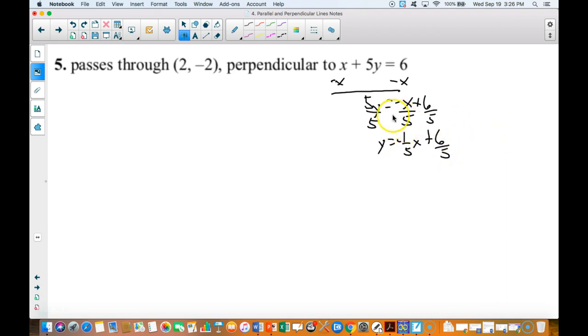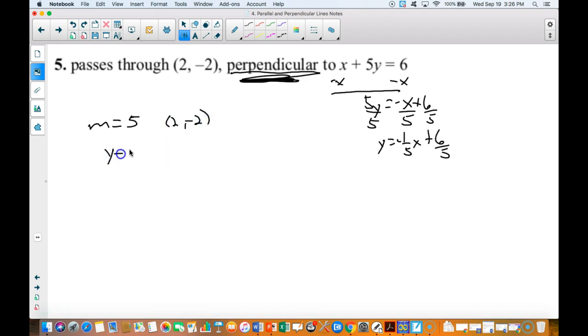So now, just looking at this equation, I can see my old slope is negative 1 over 5. But this tells me I want perpendicular. Perpendicular means I'm going to take the opposite reciprocal slope. So my new slope is going to be positive 5 over 1, okay, or just 5. And I want my new line to go through the point (2, -2).